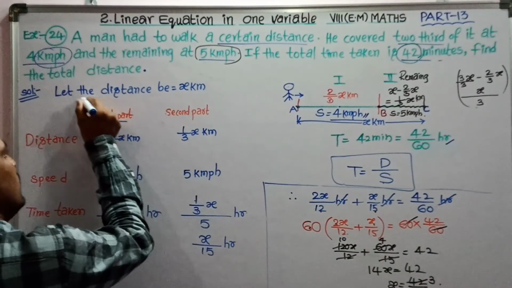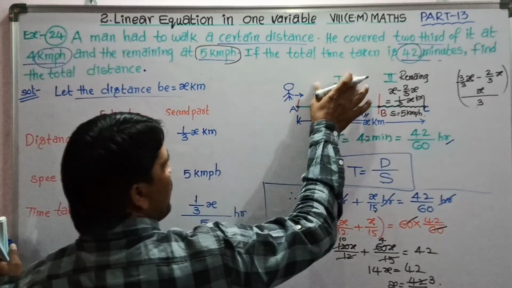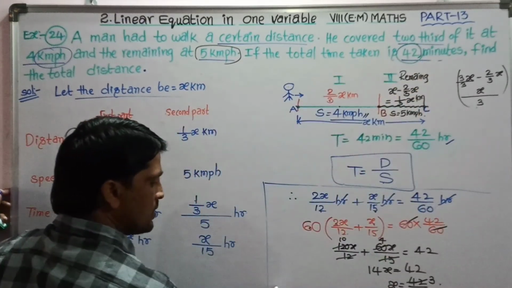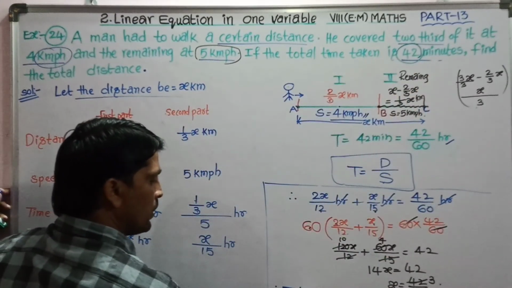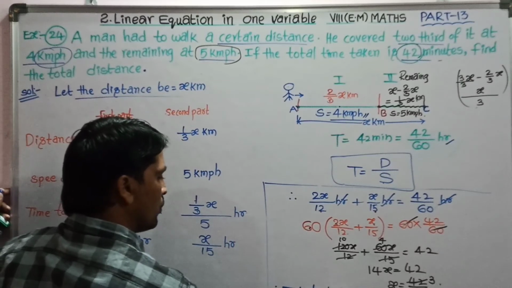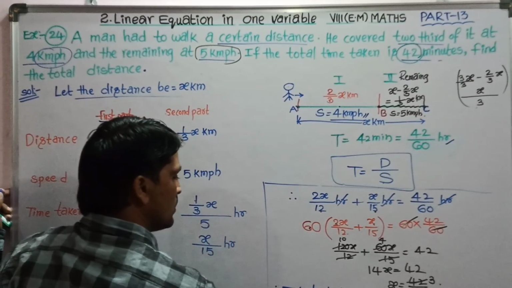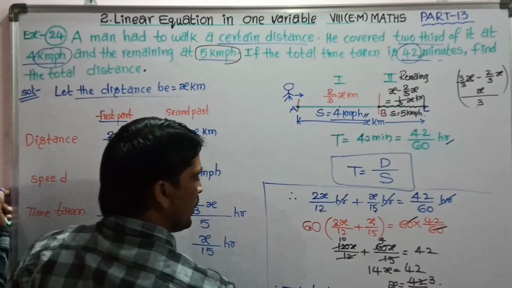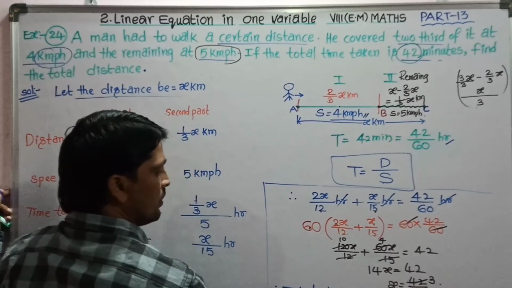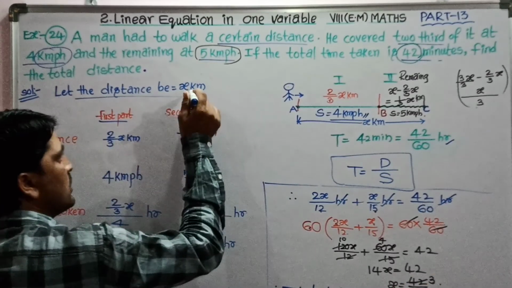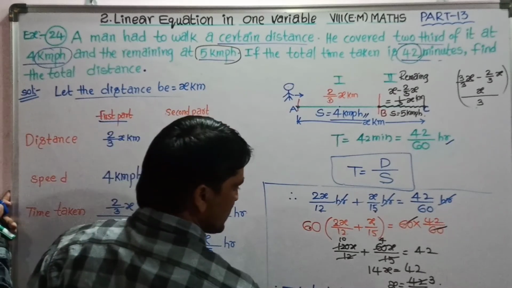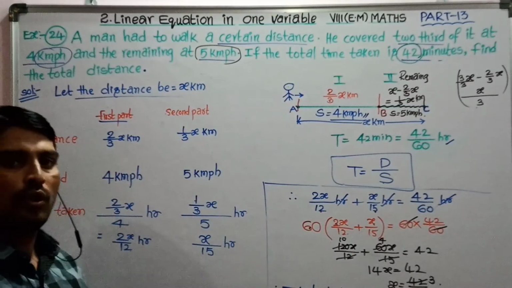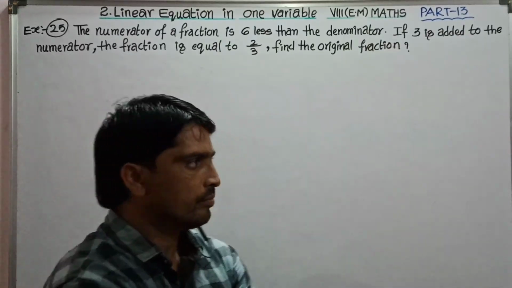What is x actually? Total distance, the sum of the first part and the second part. Therefore, the total distance is equal to 3 kilometers. As x equals 3, and total distance is x kilometer, the total distance is equal to 3 kilometer. Okay. Next question.